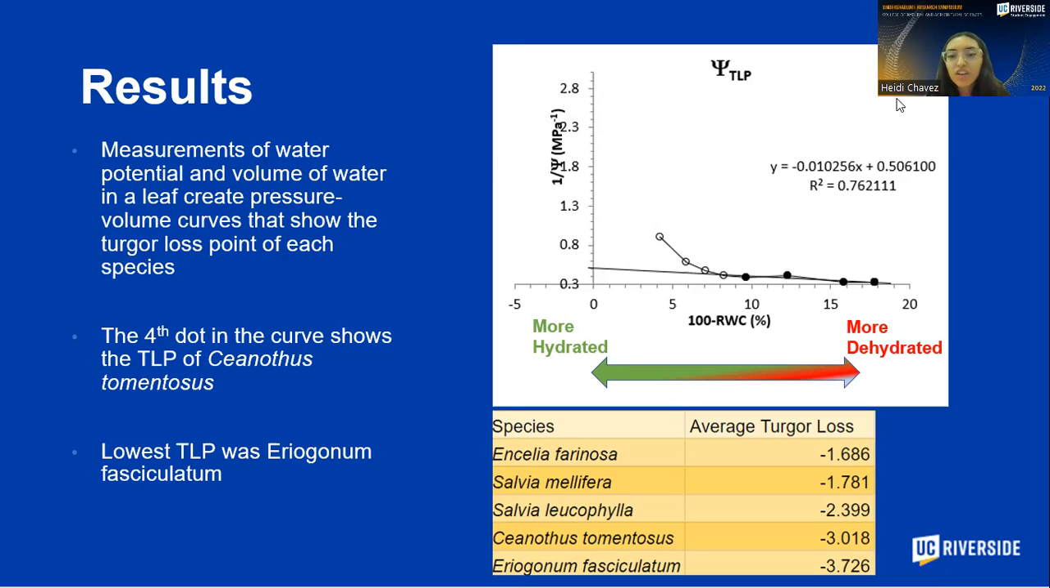Based on these pressure volume curves, we were able to create an average turgor loss data table, which showed where each species typically reached turgor loss. Encelia farinosa had the least negative turgor loss at -1.6, and then Eriogonum had its average turgor loss at -3.7.